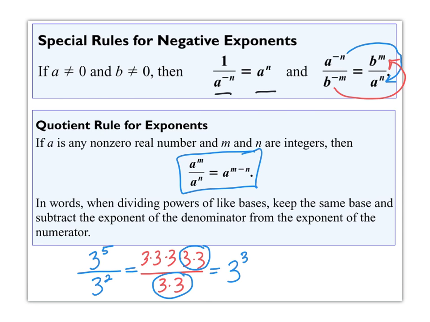So 3 to the 5th divided by 3 to the 2nd. Since the bases are the same, you can simplify this by subtracting the exponents. 3 to the 5 minus 2. And that 5 minus 2 exponent gives us 3 to the 3rd power. So we're going to use that result in some of the next examples.